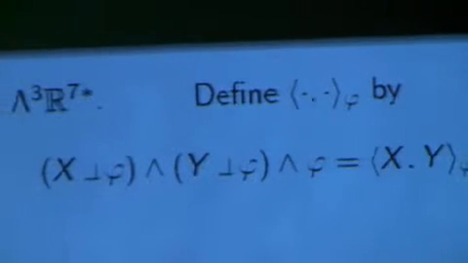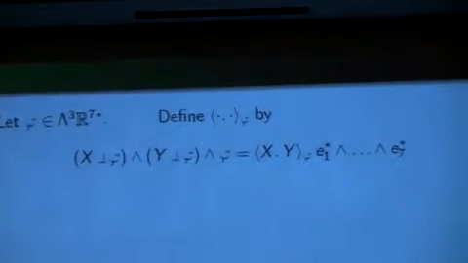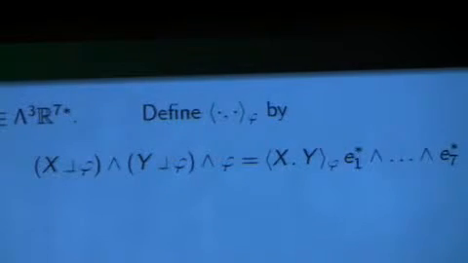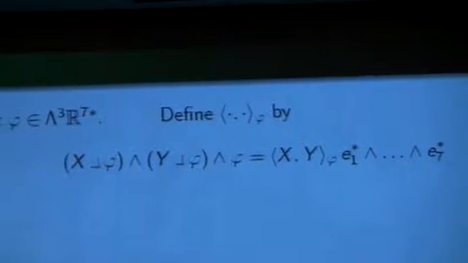So x and y are just vectors in R7. You contract x into phi, and that gives you a 2-form. And y into phi is a 2-form. You wedge those, you get a 4-form. You wedge with phi, you get a 7-form. So that's some multiple of the volume 7-form on R7. And the multiple is clearly a bilinear thing in x and y. And it's symmetric because 2-forms commute when you interchange the x and the y. So that's a canonical way of defining a quadratic form.